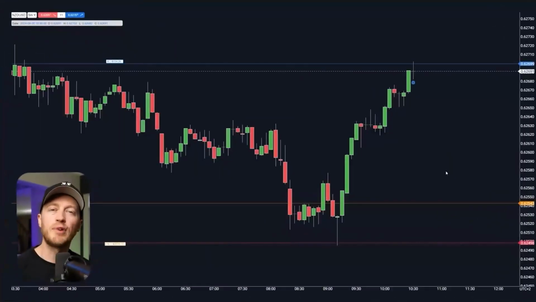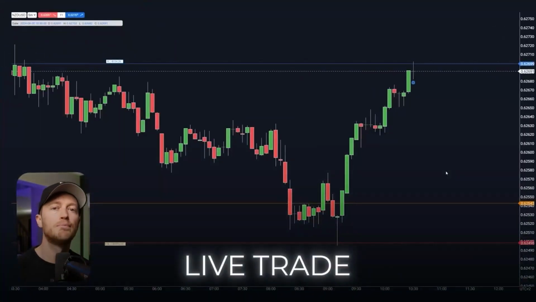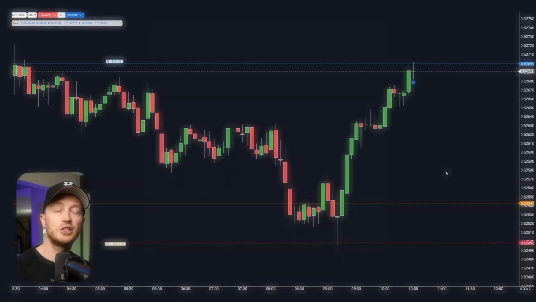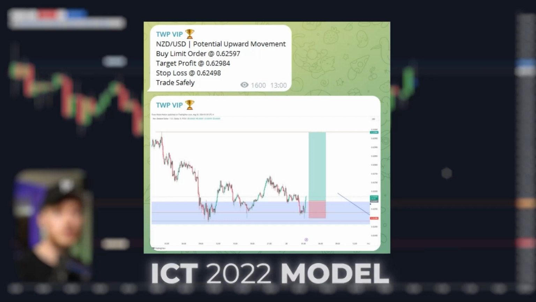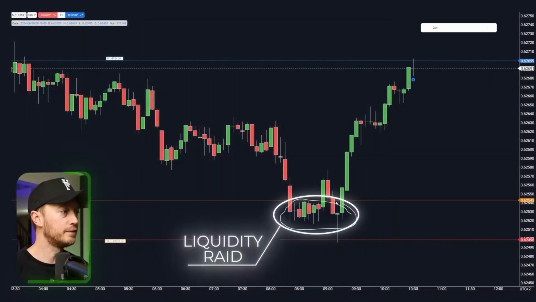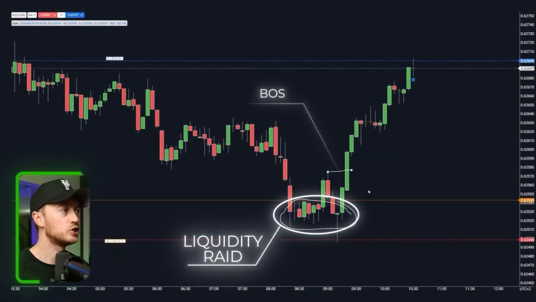Let's jump right into a live trade here so I can explain my problems with ICT. Here is a trade I sent to my signal room using the ICT 2022 model. We have a liquidity raid here, a break of structure. We're trading with that higher time frame trend.